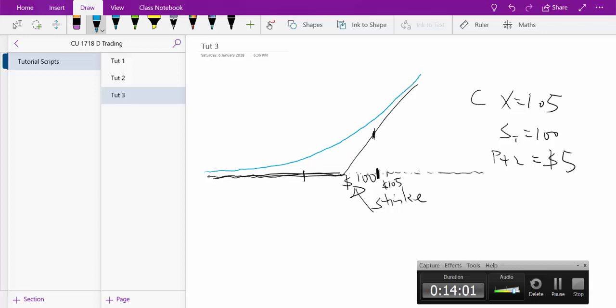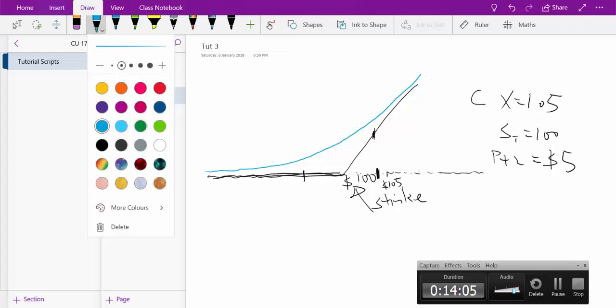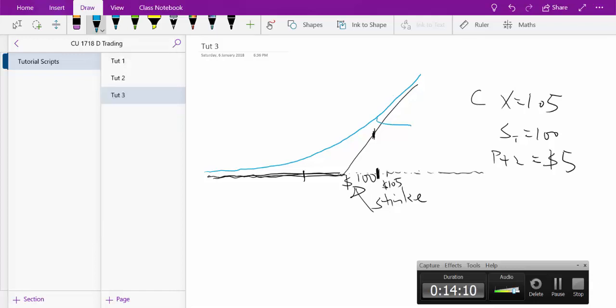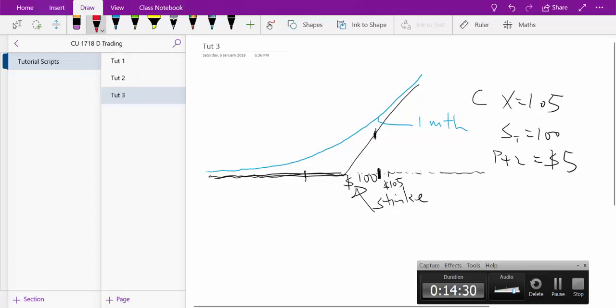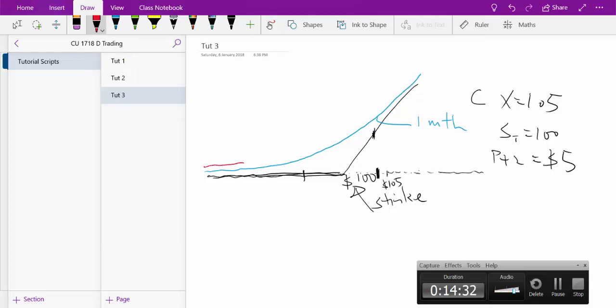And then maybe 3 months, I'll use a different color. 3 months before, so this is like 1 month. The option has 1 month to go. And let's say 3 months before, so all else being equal, what color should I use? Red. So 3 months before, it might look something like this. It's even higher.